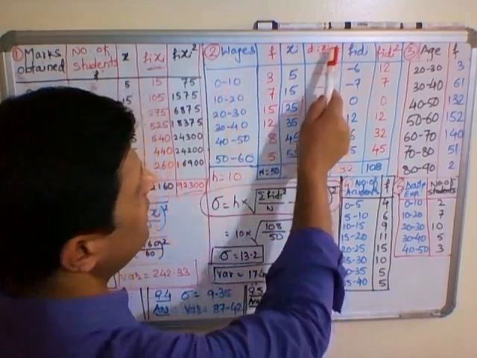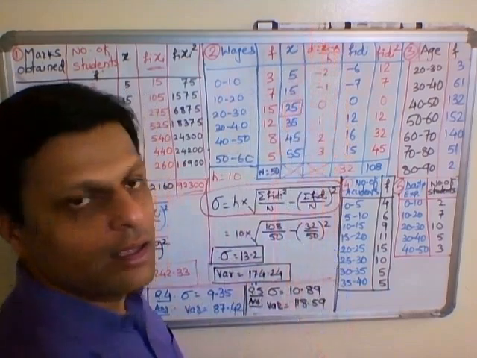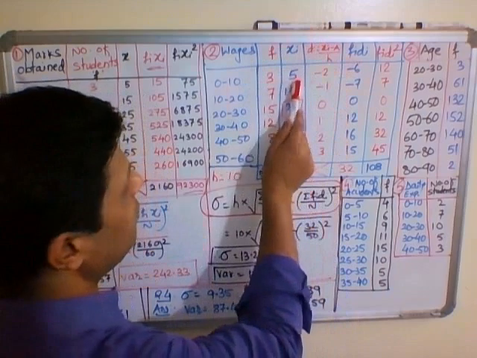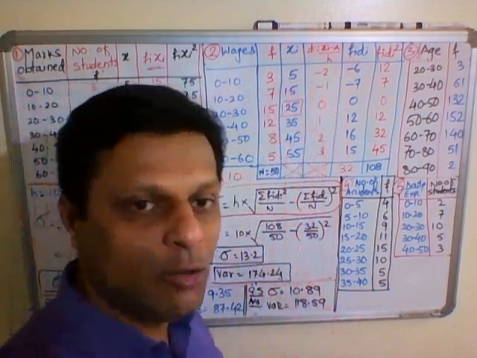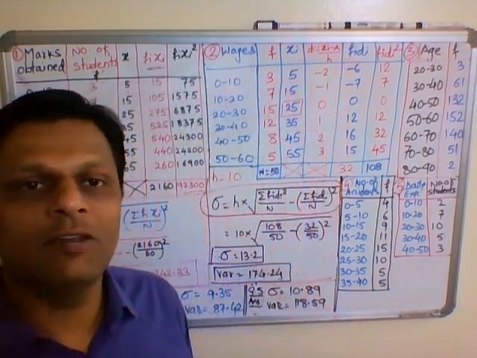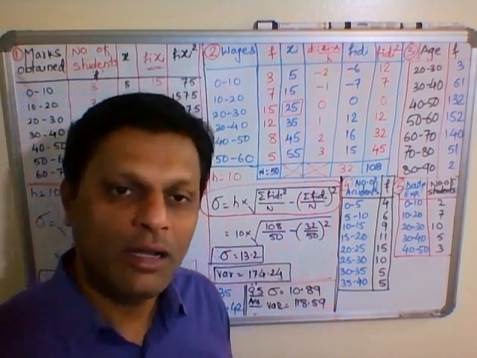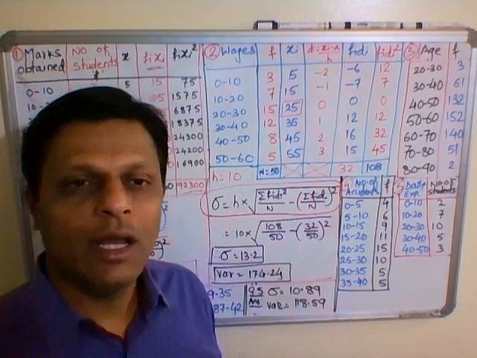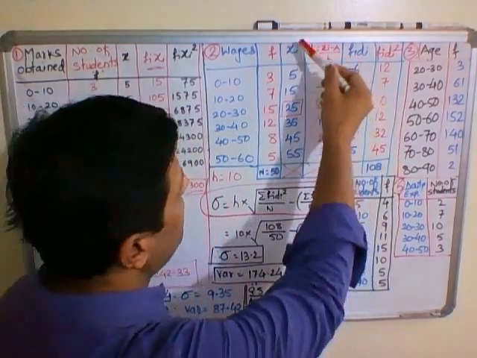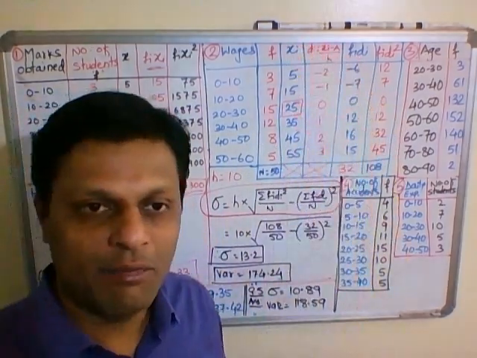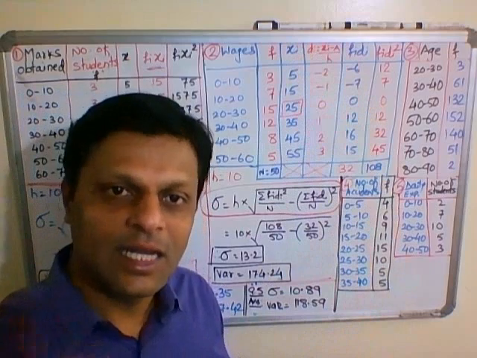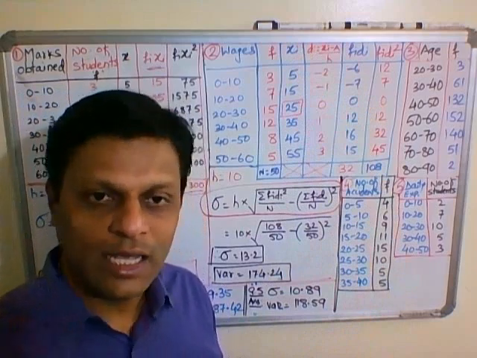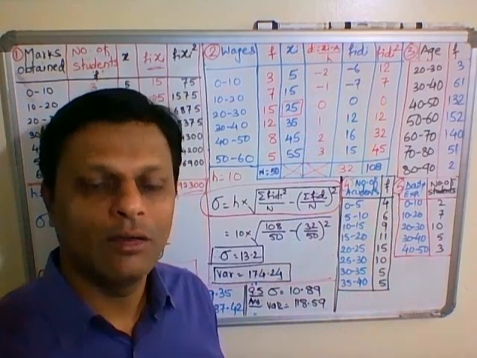Now the job is to get di. di is xi minus A upon h. Each x value minus the A value, that is the assumed mean, divided by h, the width of the class interval. Now how to get A? How to identify A, the assumed mean? Any value of the variable, that is a mid value, can serve the purpose of A, but the thumb rule says use the central value of xi, that is the mid value, as A.